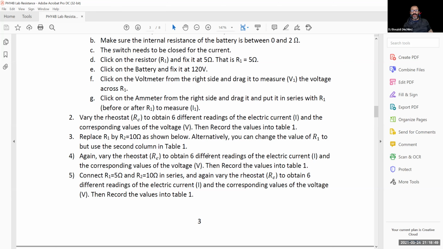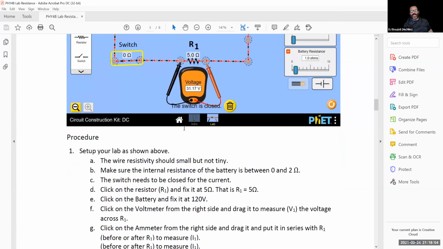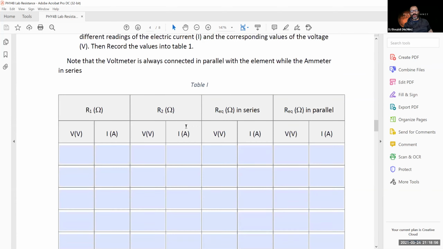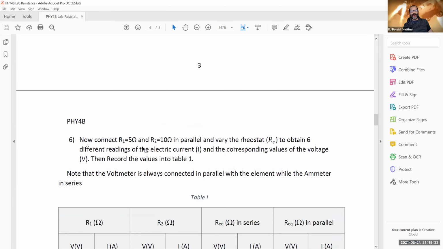Again, repeat the different values of the rheostat in here for 6 values. And now let's look at this table in here so that you understand what's going on. So we have the first value of R1, which was actually 5 ohms. We measured voltage and we measured amps, 1, 2, 3, 4, 5, 6 times by changing that rheostat, okay? So when we do that, we'll have different readings for the voltage and the current. Now we change R1 from 5 ohms to 10 ohms. We're going to do the same thing again, okay? So we're done with this part.